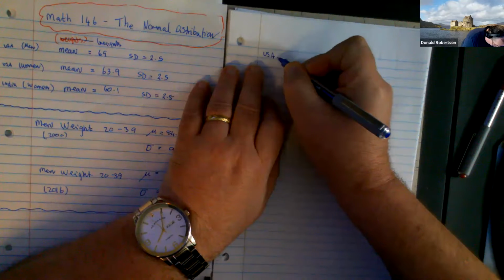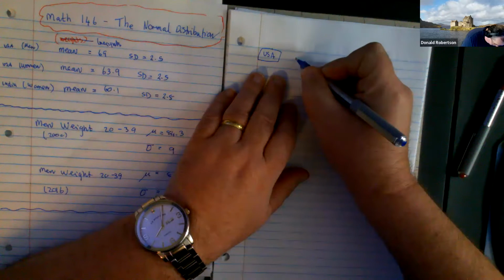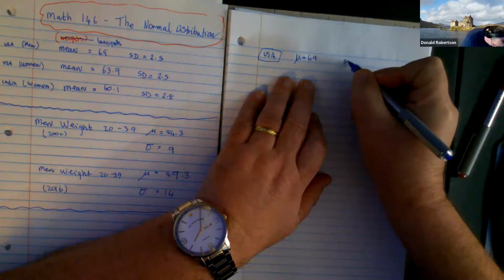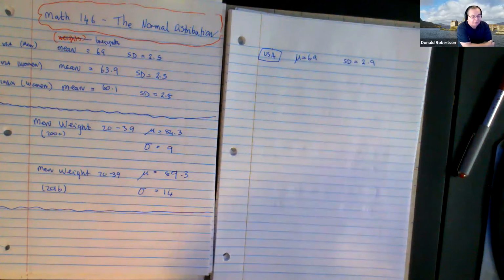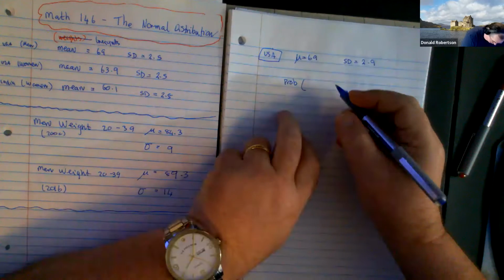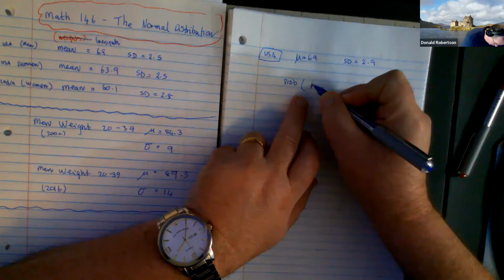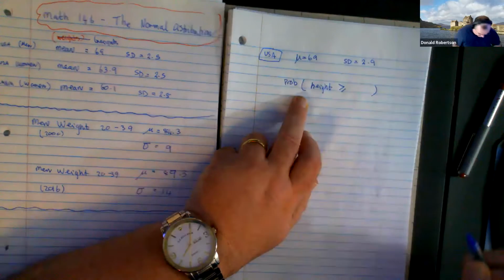Let's do the first one. American males, their mean height, 69 inches, and their standard deviation is 2.9 inches. So, guys can do this if they're interested. Let's find the probability that your height is greater than or equal to some number, right?